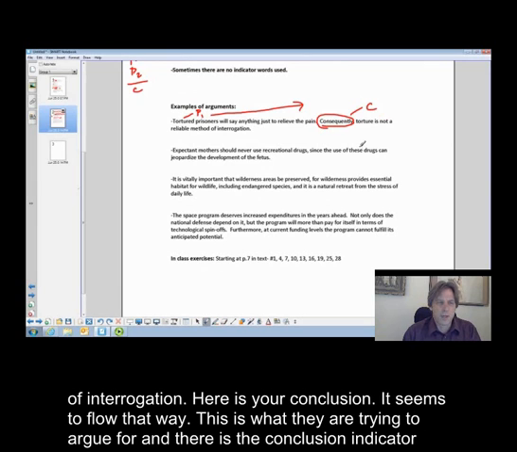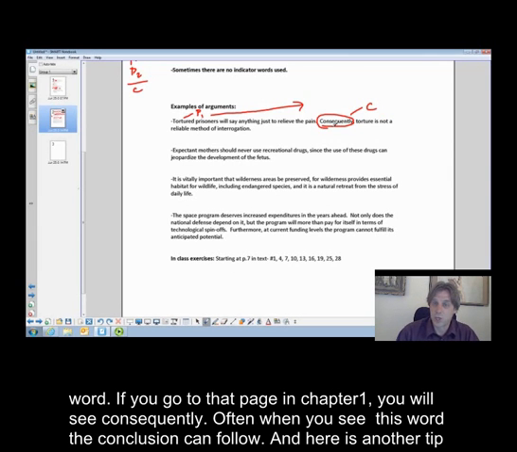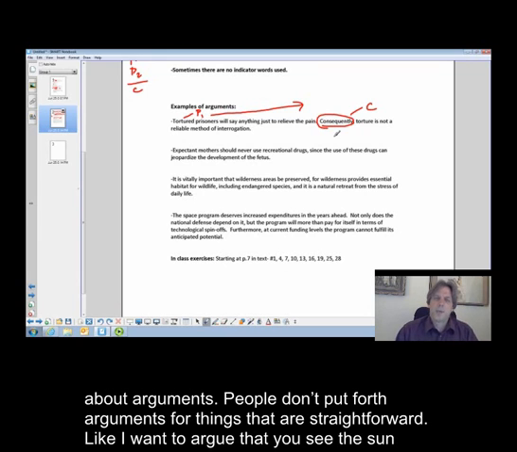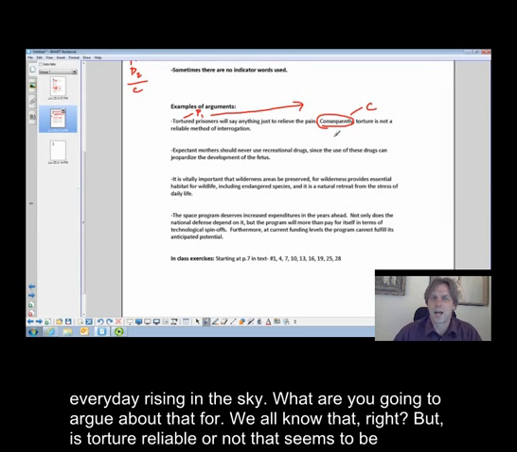This is what they're trying to argue for. And there's a conclusion indicator word. If you go to that page in Chapter 1, you'll see consequently, often when you see this word, the conclusion can follow. Okay, and here's another tip about arguments. People don't put forth arguments for things that are straightforward. Like, I want to argue that you see the sun every day rising in the sky. What are you going to argue about that for? We all know that, right?